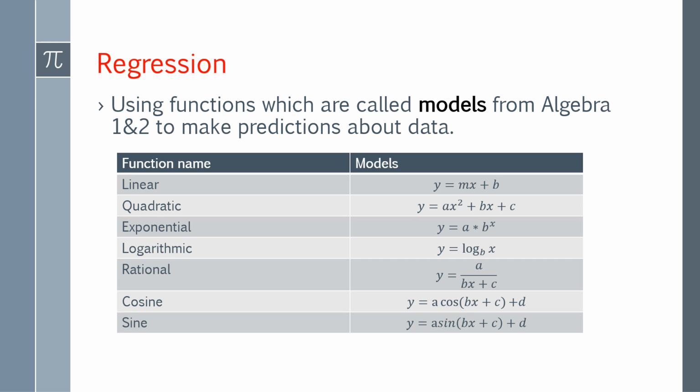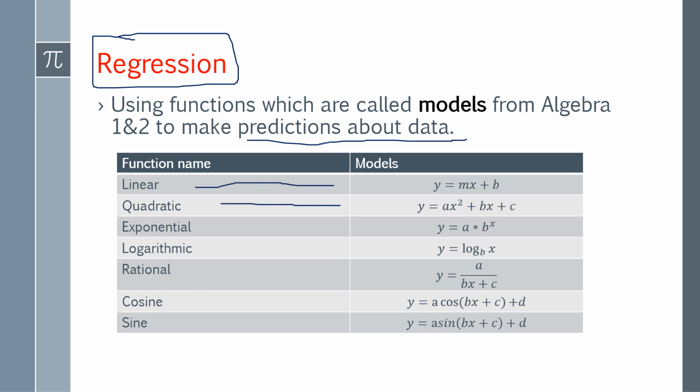All right, regression. One thing you are always going to do is analyze data. In most instances, you're going to have to use regression models. This class period we didn't do it, and I know when I was trying to show you in class, it didn't quite show right, but in this video, it has what you need. So regression uses functions, which are called models from Algebra 1 and 2, to make predictions about the data. You know about linear functions. You know about quadratic, exponential, logarithmic, rational, cosine, and sine. These are the models that you will use in this course. So again, everything that you did in Algebra 2, you're going to see it again.